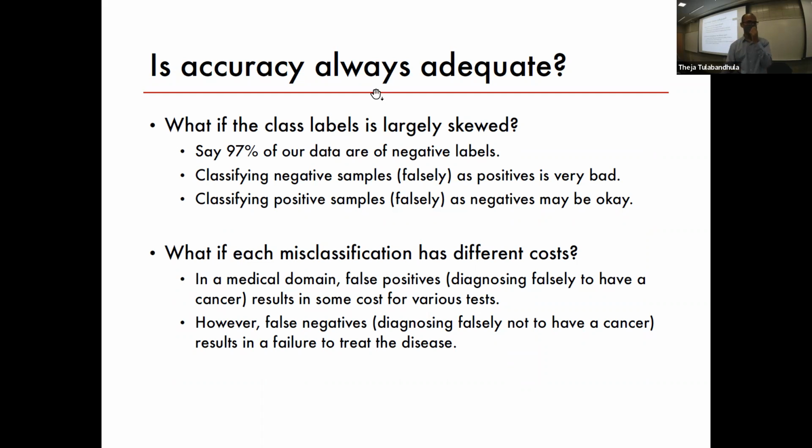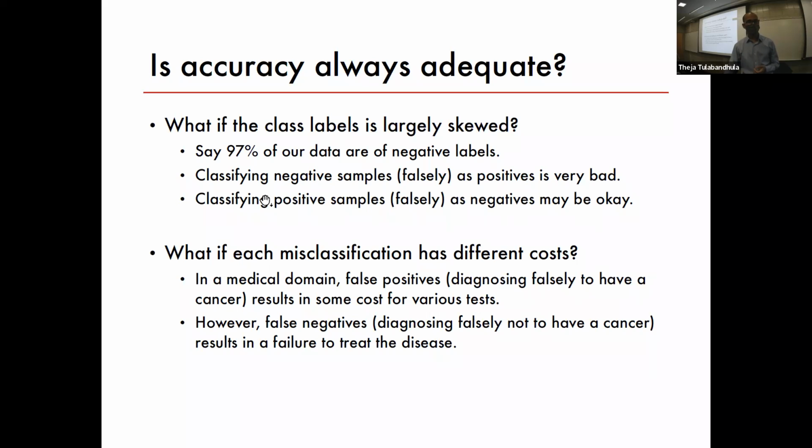This is actually exactly the issue that people bring up, especially when they ask, hey, my data set is unbalanced. With imbalanced or unbalanced data sets, reporting accuracy may sometimes be misleading, which is illustrated in the first point here. If our class labels are largely skewed, it just means that there are, say, 10 positive examples and 10,000 negative examples, or here, 97% are negative labels.